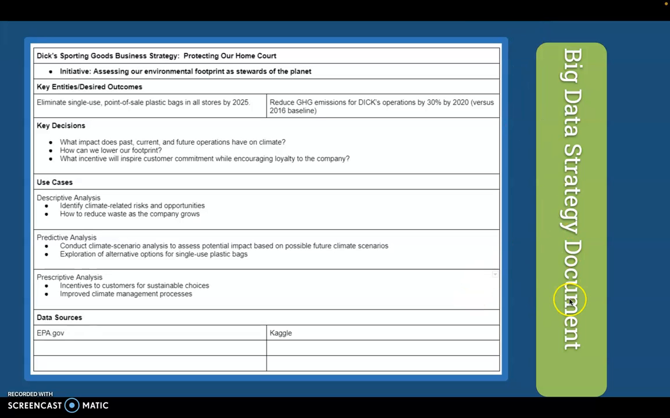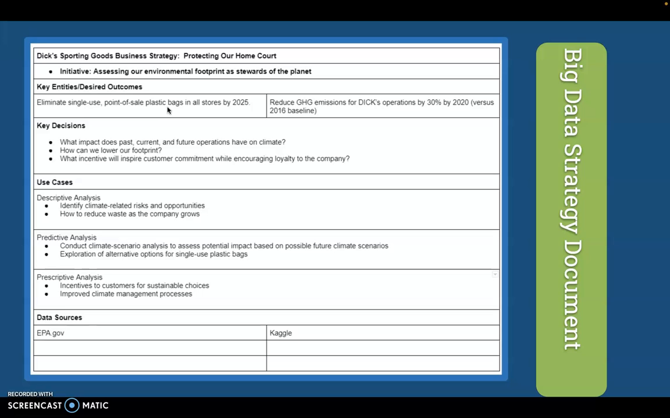So this is our big data strategy document. So you can see that our company is Dick's Sporting Goods. The initiative is assessing our environmental footprint as stewards of the planet. Key entities are sort of the 2 main things we want to do. So eliminate single-use plastic point-of-sale bags in all stores by 2025, and reduce GHG emissions by 30%. The key decisions: how can we lower our footprint? What incentive will inspire customer commitment while encouraging loyalty to the company? And then what impact do past, current, and future operations have on the climate?